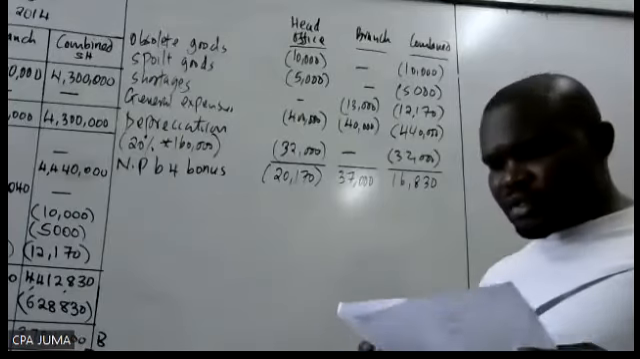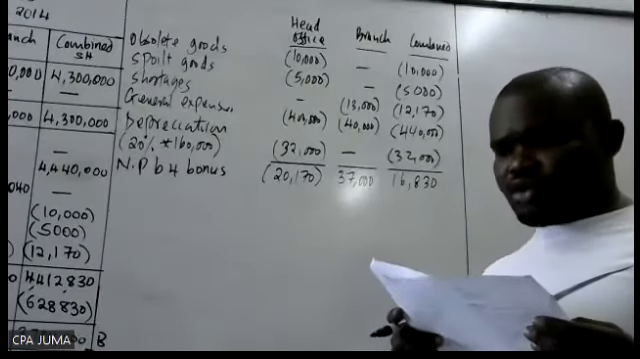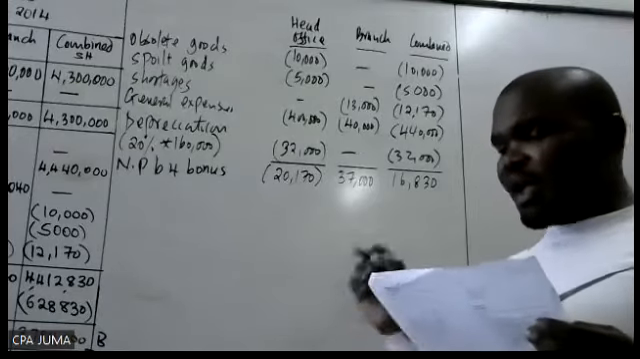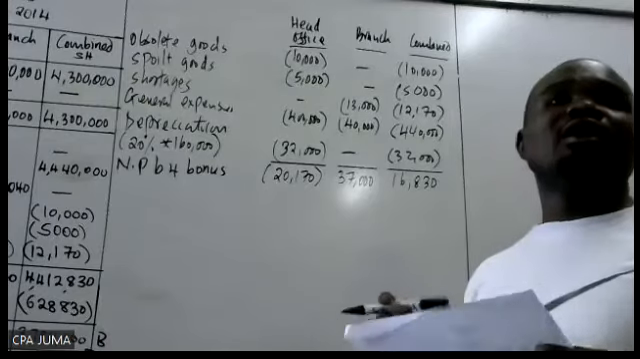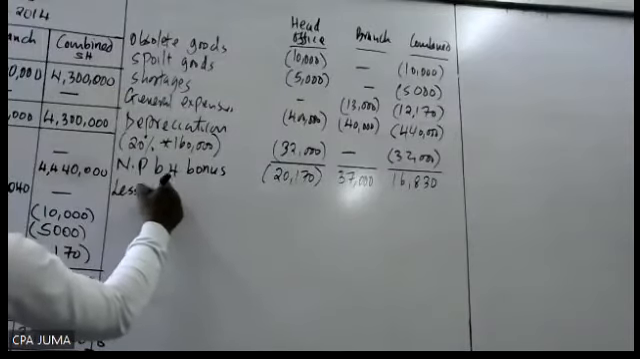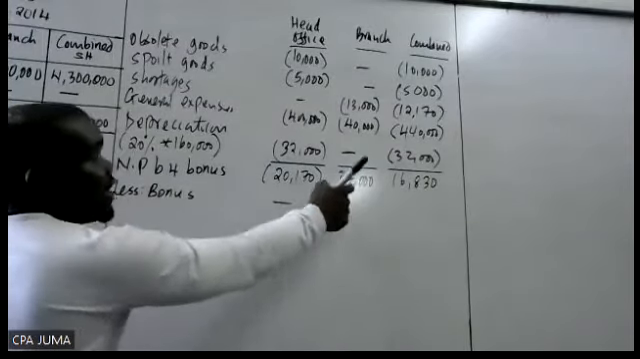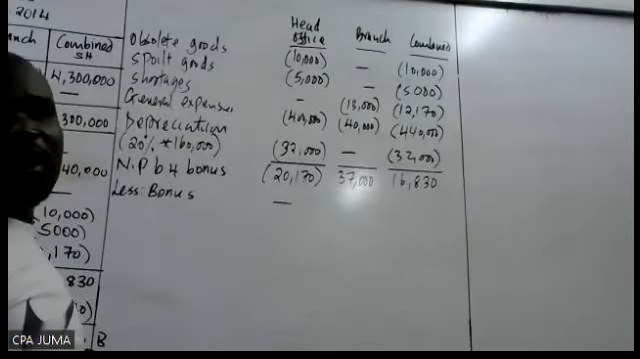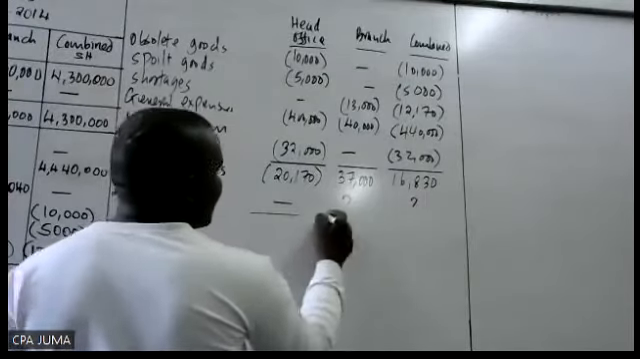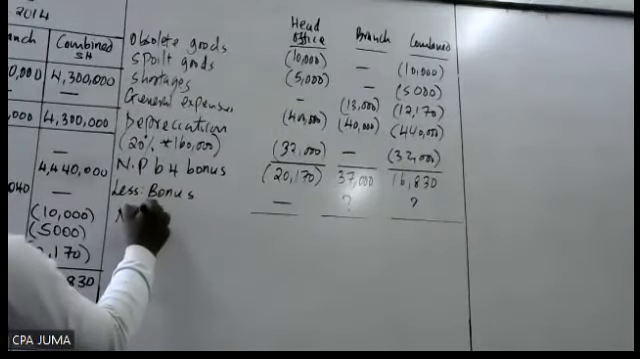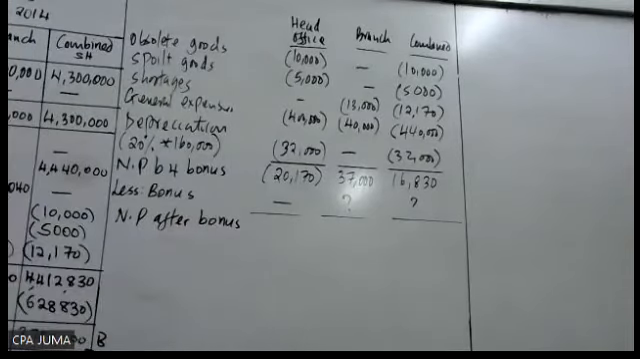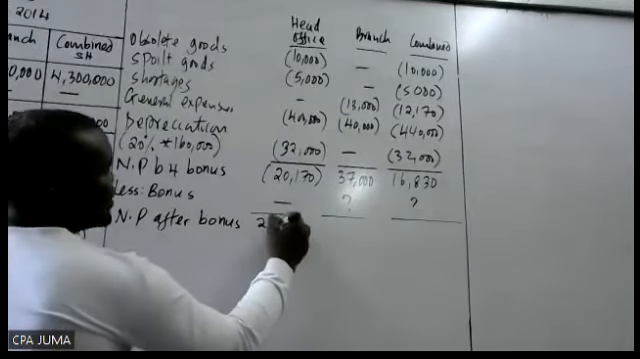What are they saying about bonus? Provision is to be made for a bonus to the Mombasa branch manager at 10% of the net profit after bonus. So less bonus. Bonus is in the branch. That's what they have said. It's paid to the Mombasa branch manager. So net profits after what? After bonus. Net profit after bonus. Of course, here we'll just remain this one still.